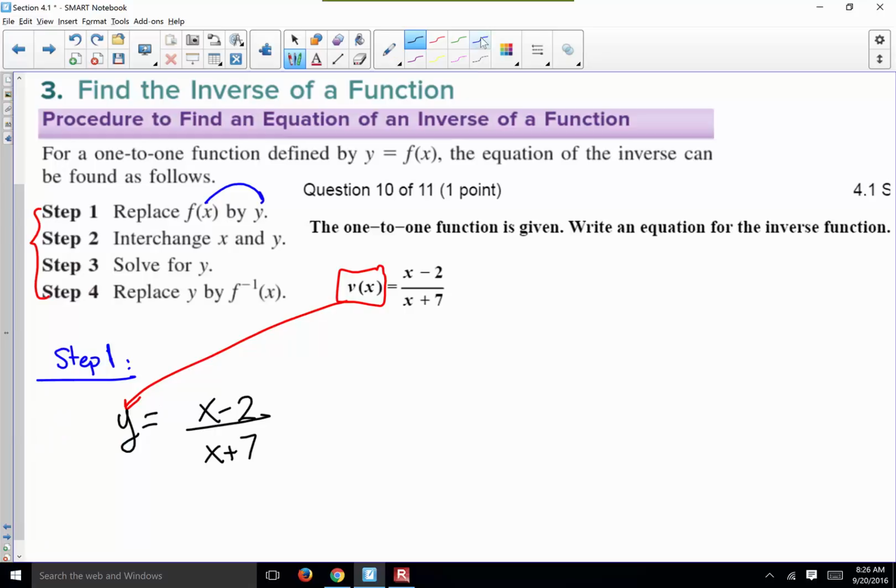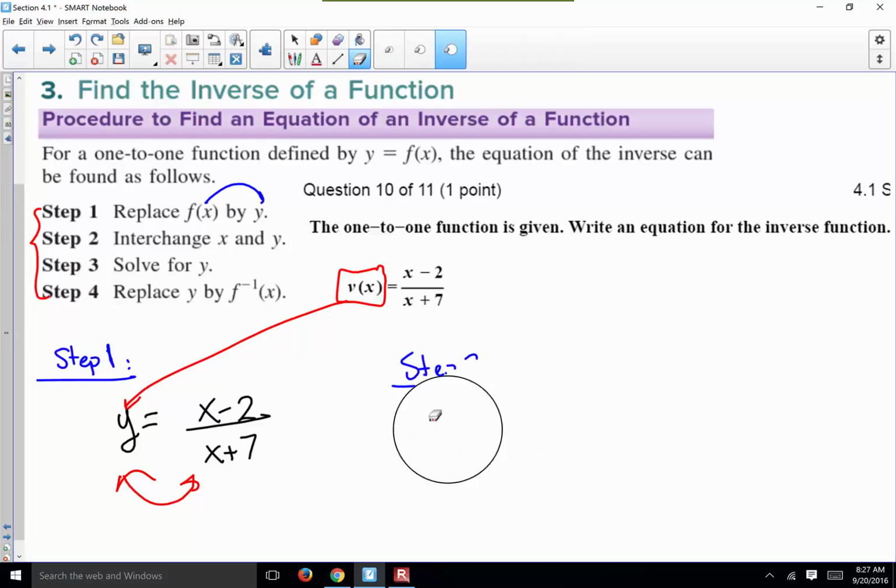Step 2. Interchange x and y. When I say interchange, this is what people do. They flip these sides and put x minus 2 on the left, and they flip just the sides. They put y on the left, ratio on the right. But no, that's not what I mean. We mean complete letter change.